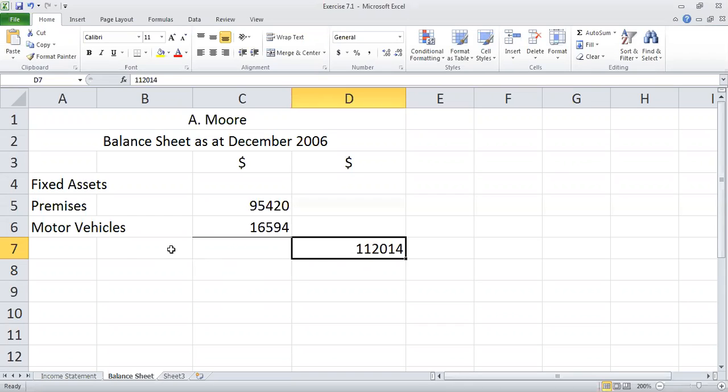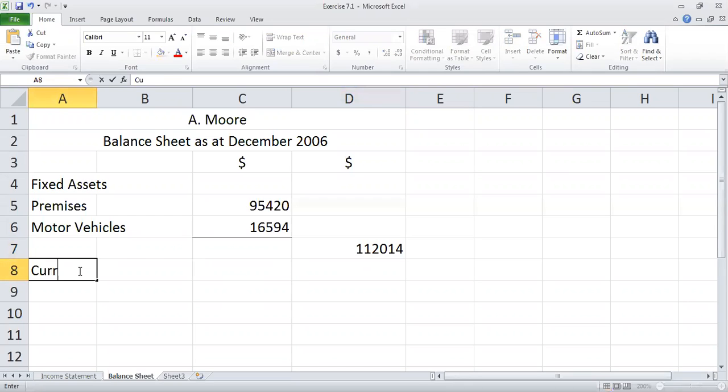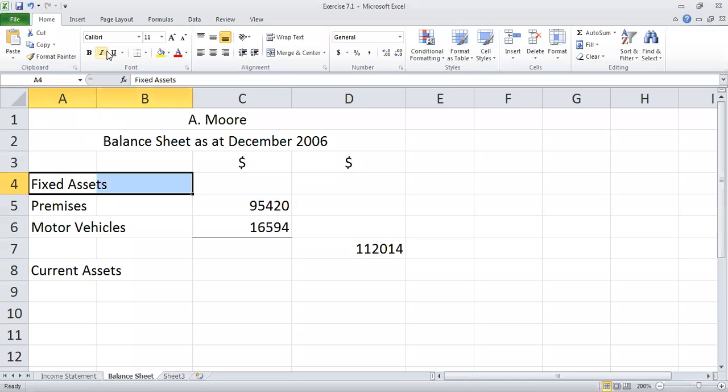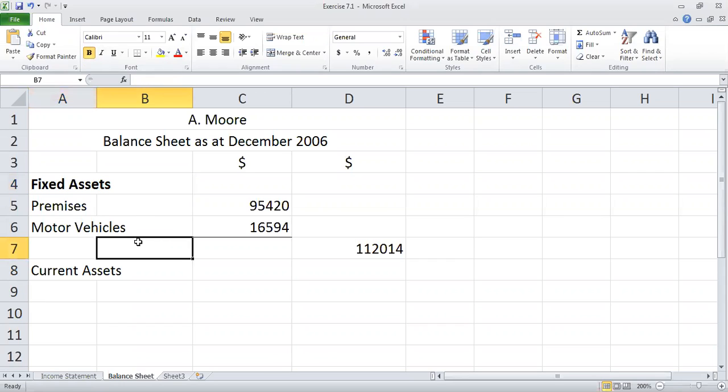Then for your current assets now, normally I put a little bullet to separate or differentiate them. You can also underline them if you want for neatness. Same thing: bold, underline.